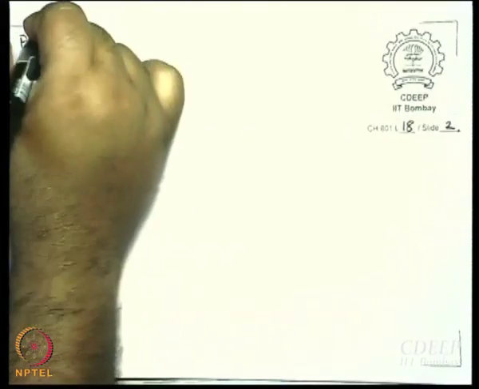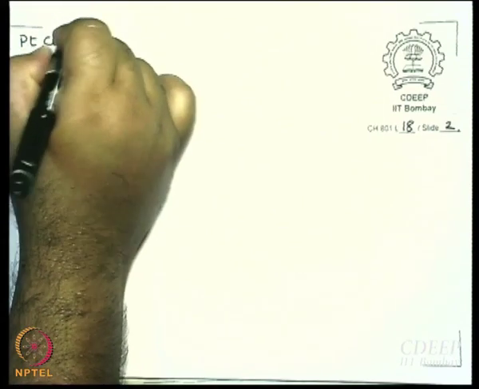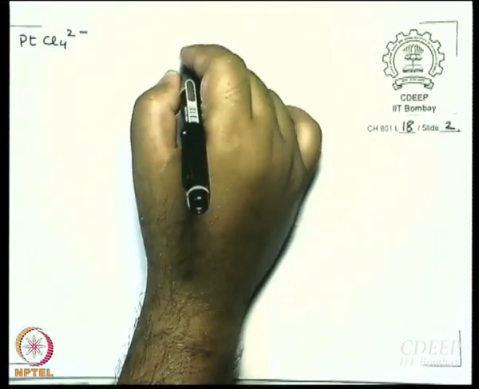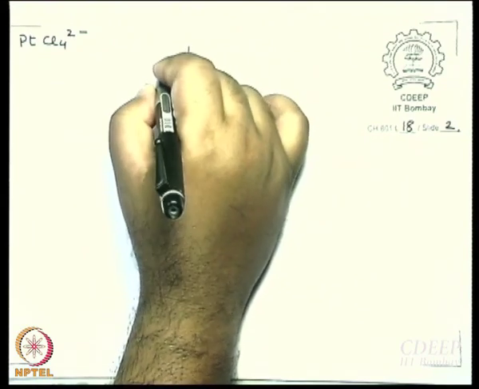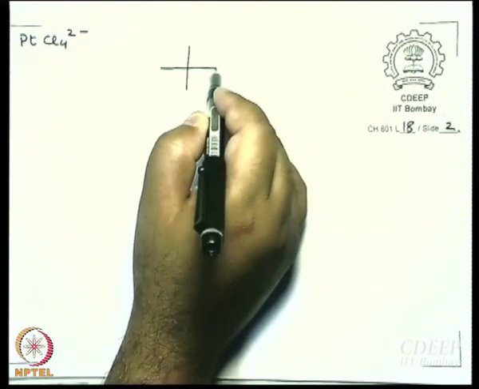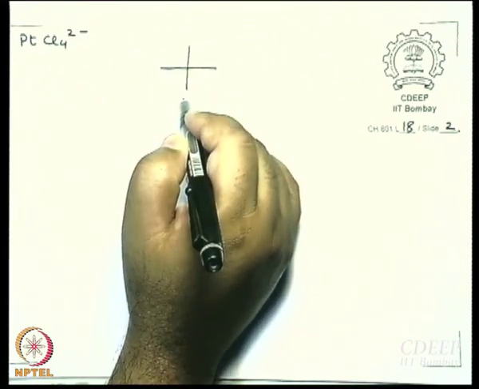So, let us go to the next problem, something like PtCl4 2 minus. What is PtCl4 2 minus? Is it tetrahedral or is it square planar? It is a square planar complex, right? So, this is what it would look like. I am not drawing the atoms, and you can figure out what I have drawn. This point is platinum, then you have chlorine, chlorine, chlorine, chlorine, right?